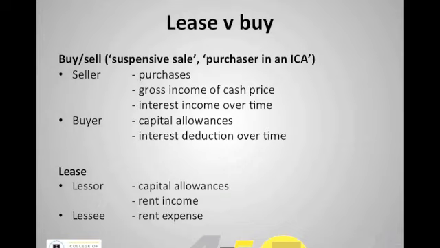However, on a lease, the asset remains the asset of the lessor. The lessor claims the capital allowances, and the lessor has rent income. The lessee only has a rent expense and nothing else. So sometimes those will match up with the accounting treatment, but other times they will be different.